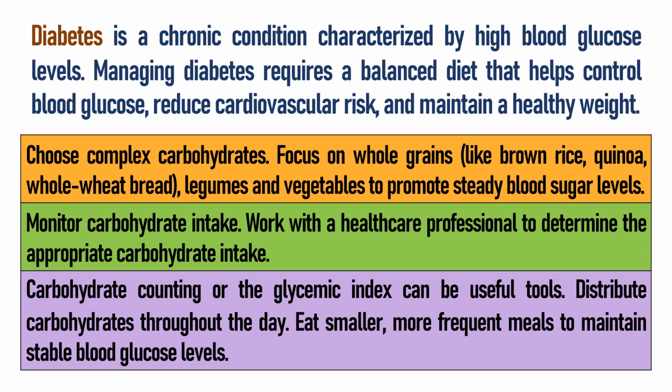Choose complex carbohydrates. Focus on whole grains, like brown rice, quinoa, and whole wheat bread, legumes and vegetables to promote steady blood sugar levels. Monitor carbohydrate intake. Work with a healthcare professional to determine the appropriate carbohydrate intake. Carbohydrate counting, or the glycemic index, can be useful tools.